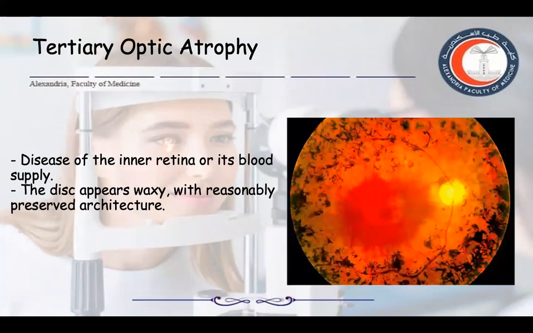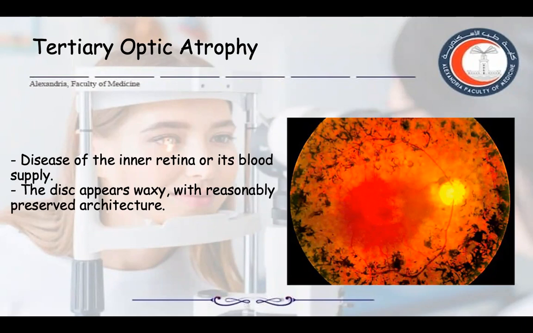Third, we have the consecutive, not the tertiary, it's the consecutive optic atrophy, which is atrophy of the optic nerve head secondary to a retinal disease. As you can see here, we have a fundus picture showing retinitis pigmentosa, pigmentary changes in the periphery of the retina, resulting into optic atrophy. This kind of optic atrophy is called consecutive. This is wrong, it's not tertiary, it's consecutive optic atrophy.